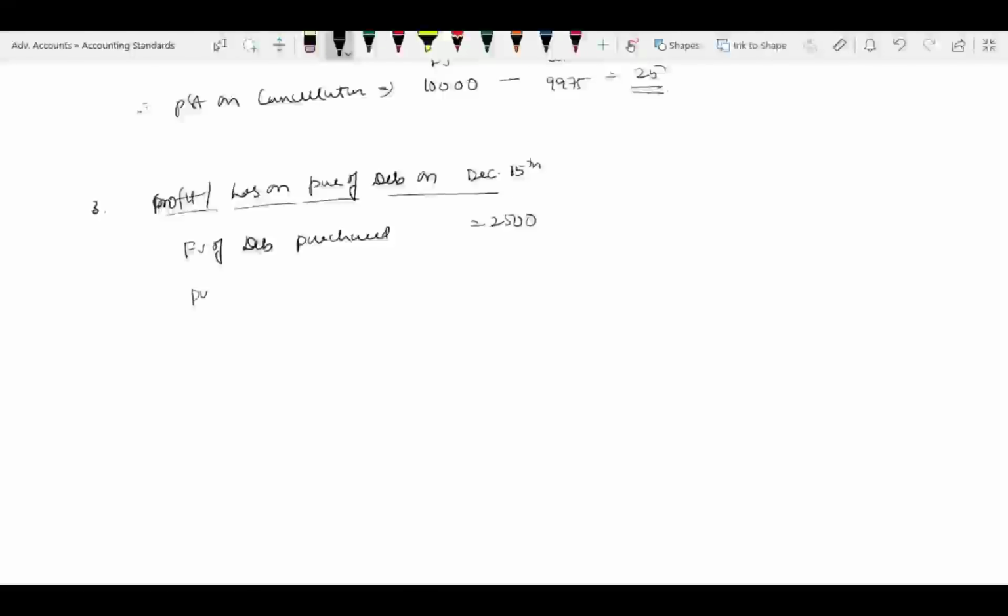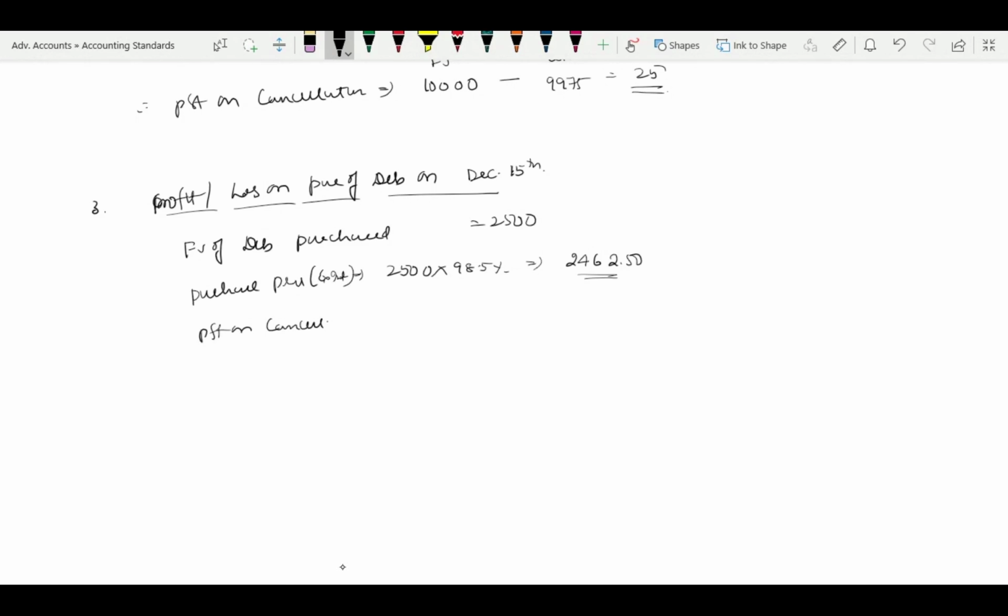So what is the purchase price? The purchase price which they have given is equal to 2,500 into 98.5%, which is ex interest. 2,500 into 98.5% is 2,462.50. So therefore, profit on cancellation, this is completely ex interest, my dear friends.